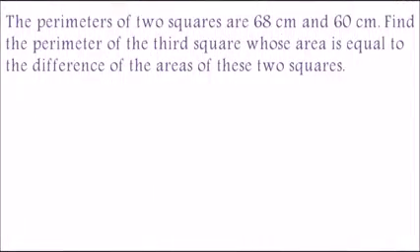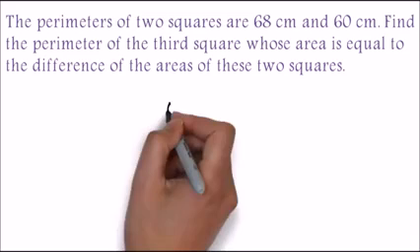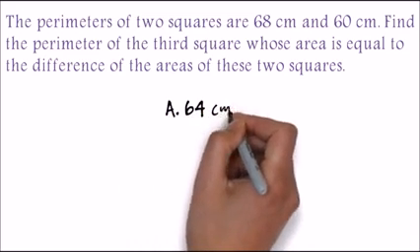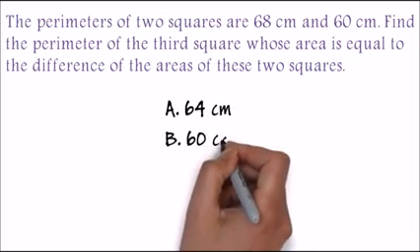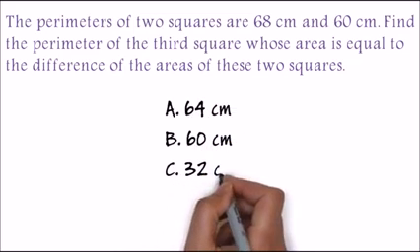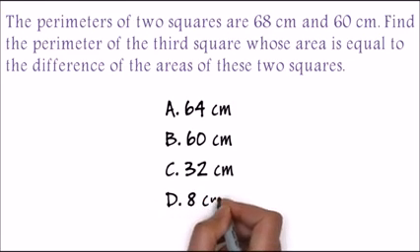The perimeters of two squares are 68 centimeters and 60 centimeters respectively. Find the perimeter of the third square whose area is equal to the difference of the areas of these two squares. Option A 64 centimeters, option B 60 centimeters, option C 32 centimeters, option D 8 centimeters.